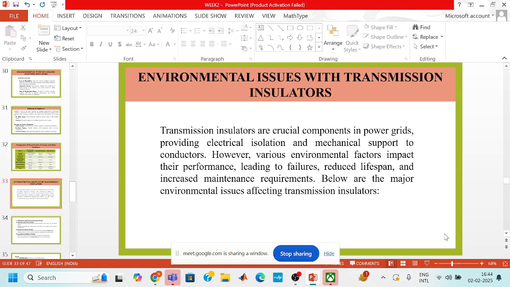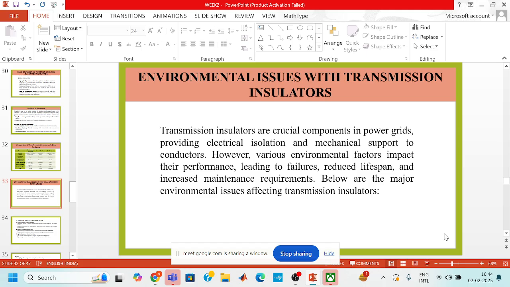So there are some environmental issues with transmission insulators. As we know, transmission insulators are a crucial component in power grids. They provide electrical isolation as well as mechanical support to conductors. However, various environmental factors impact their performance, leading to failures, reduced lifespan, and increased maintenance requirements.